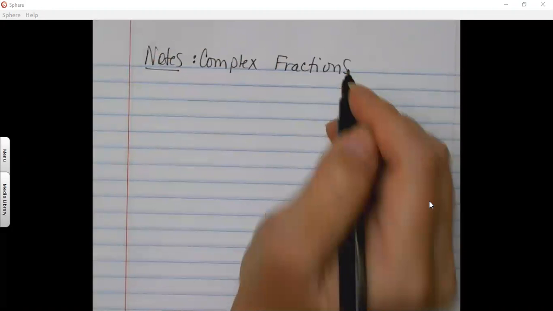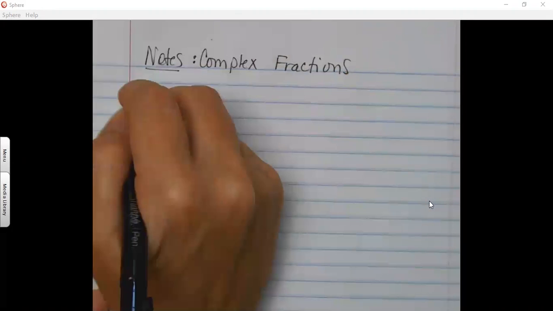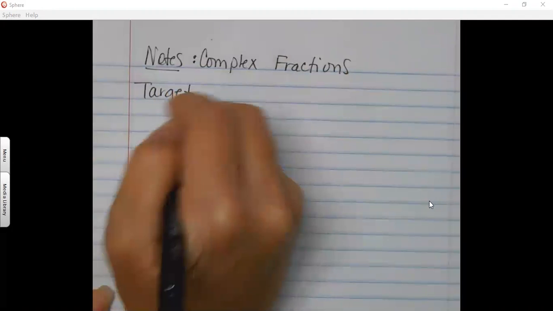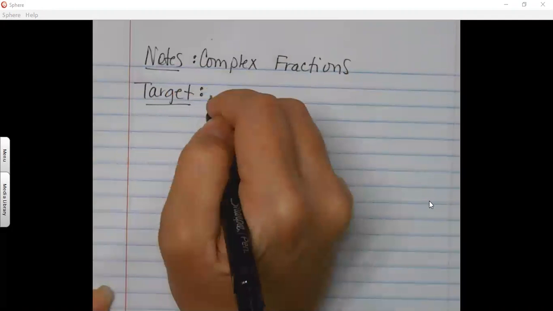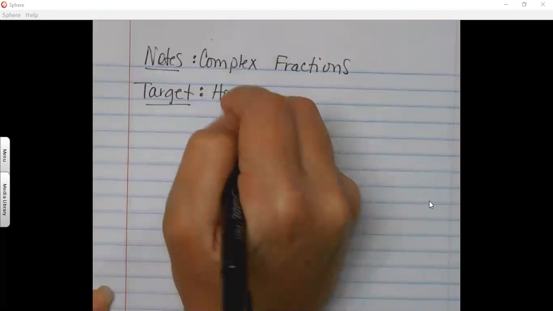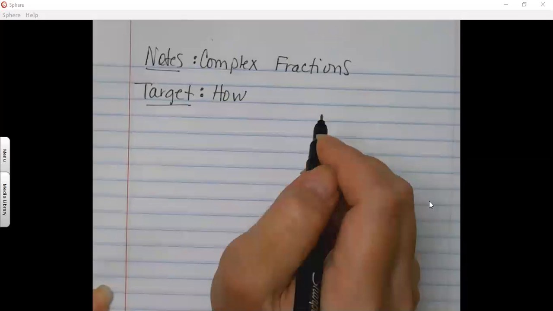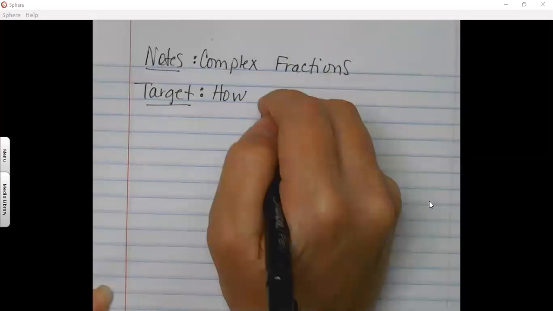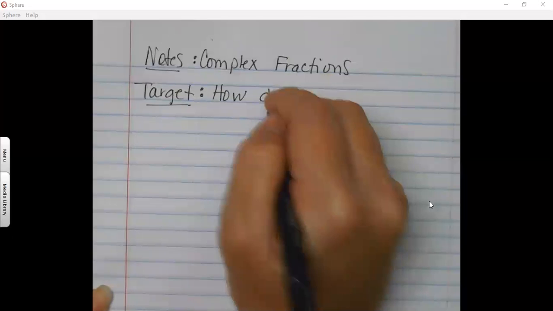And a target. How do you simplify complex fractions? Do y'all know what a complex fraction is? Nope. A complex fraction is when you have fractions within fractions. Sounds like fun. I know y'all love fractions. So fractions within fractions, super fun.